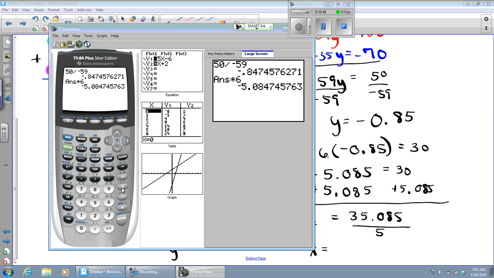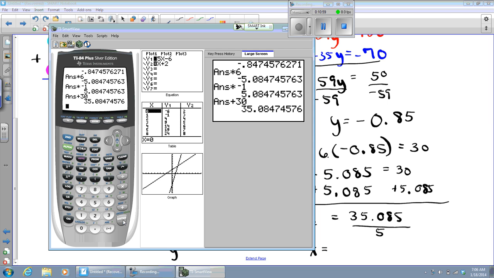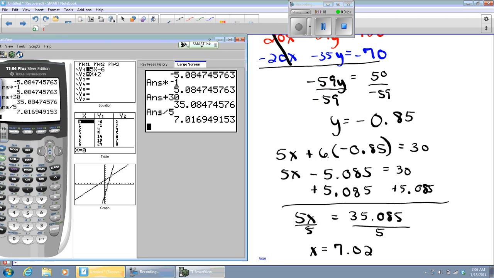All right, I'm going to multiply this number by negative 1 to make it positive, and then I'm going to add it to 30, and then I'm going to divide by 5, and I get that ugly decimal. And when I do that, I can go ahead and round it. I'm going to say 7.02, rounding to the nearest hundredth. Okay, it's just being more precise.